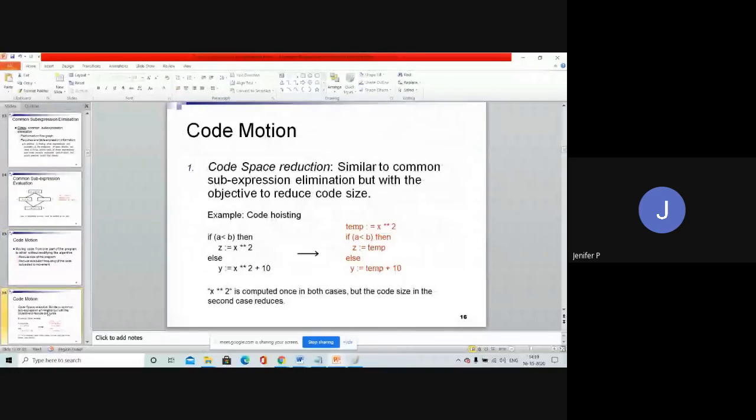So here in code motion example, there is code space reduction. If A is less than B, then Z is equal to X square plus 2, and Y is equal to X square plus 2. So X square is the common term, right? So this X square can be found outside the block.